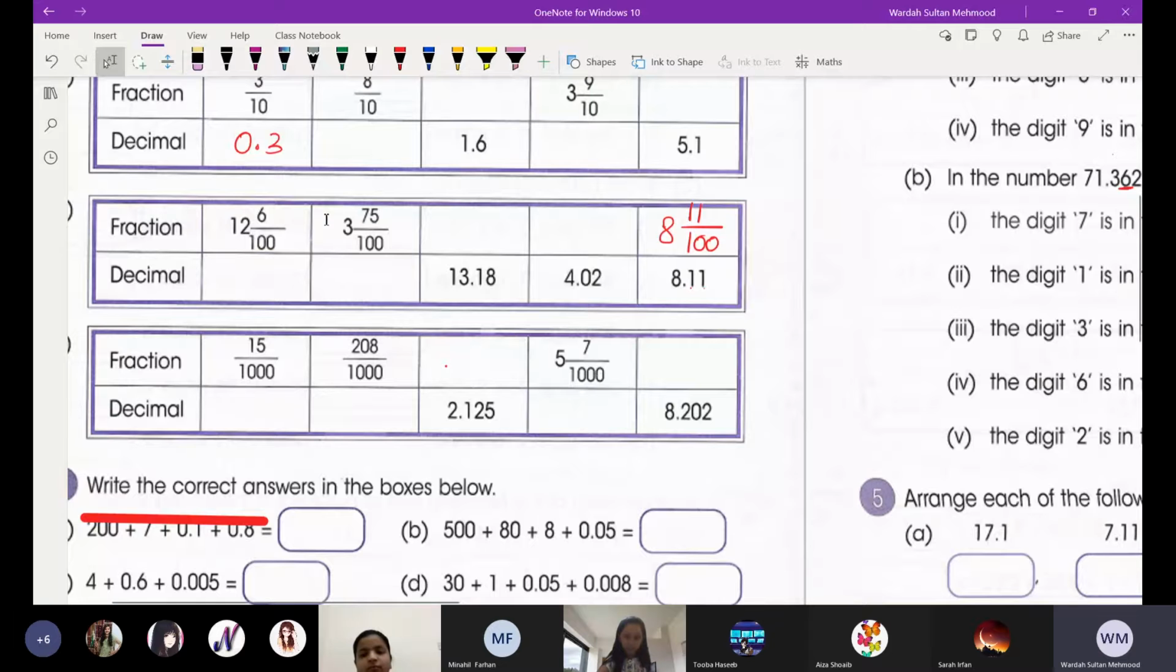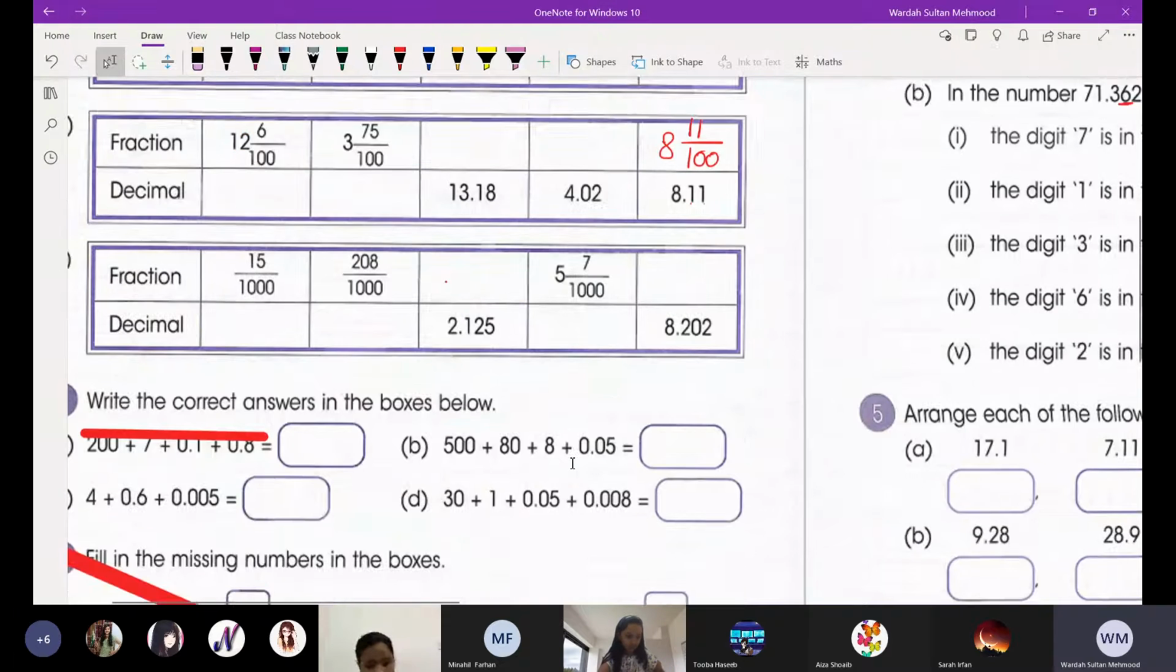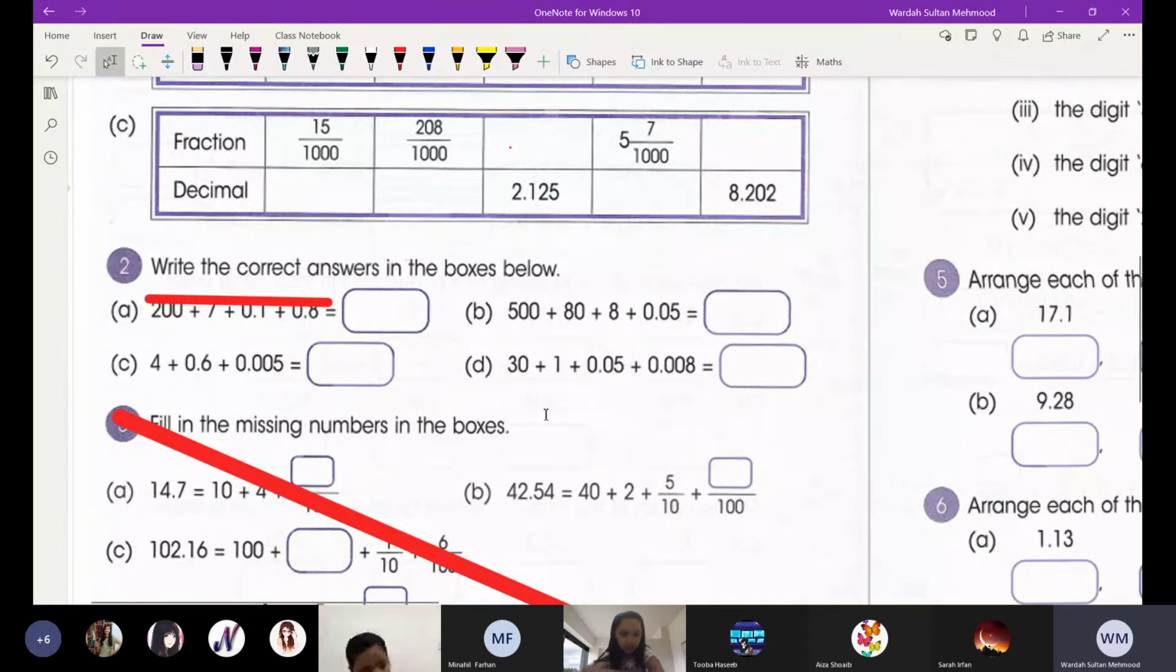Same goes for these questions in the hundredths. If it's 6 by 100, 6 has to be in the hundredths place, and you will have 0 in the tenths place. Okay, be careful with these questions. If there are fewer digits, write 0 in that place. Question number 2 says write the correct answer. Now here you don't have to do part A. Part B, C, and D.